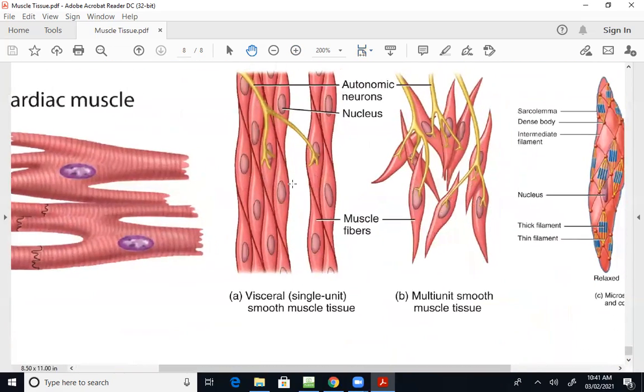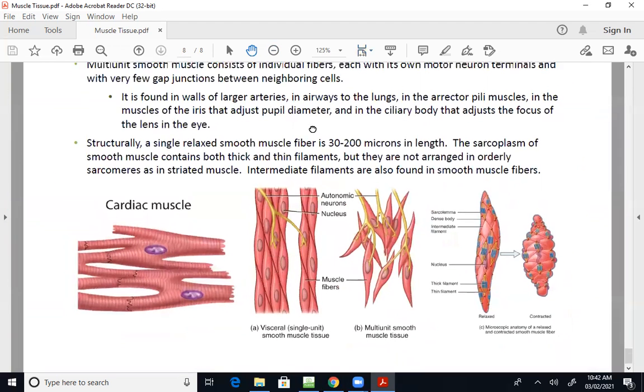So what that means is an action potential will travel to the cell that's directly connected to that neuron. And then that action potential can spread from cell to cell because of the gap junctions, okay? Whereas multi-unit, you can see each cell has a direct connection to an autonomic neuron, okay?